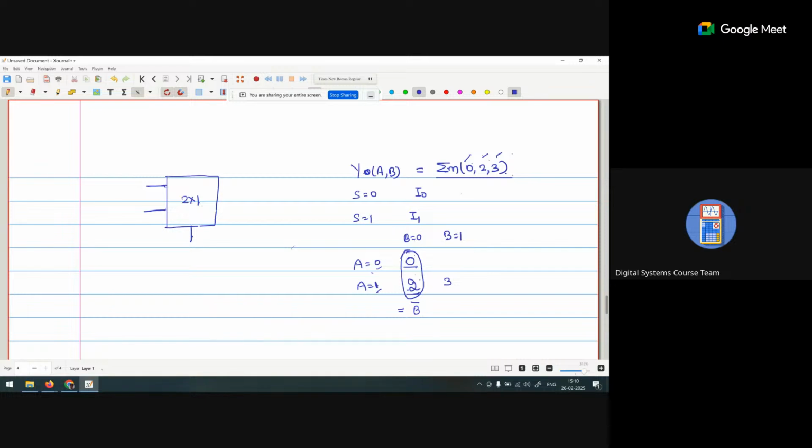So when I create a zero grouping of this one, A is 0, B is 0, it is available in the min term. A is 1, B is 0, it is available in the min term, and A is 1, B is 1, it is available in the min term. So for this particular scenario, my input B is constant and the value of B is B bar.